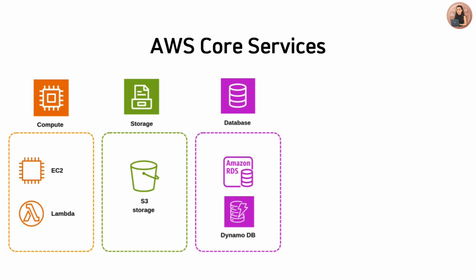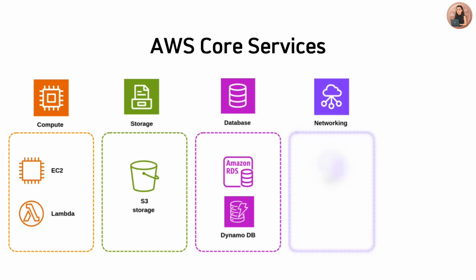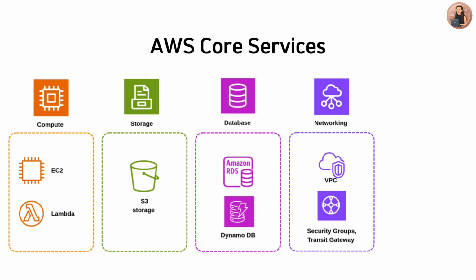Now that your services are running, you need them to talk to each other and to the internet. Your VPC, Virtual Private Cloud, is your own private network, like your own little data center inside AWS. Security groups act like firewalls. Route tables manage traffic paths, and load balancers help distribute traffic so no single server gets overwhelmed. Want to connect different AWS accounts or even different regions? You can use VPC peering or transit gateway.